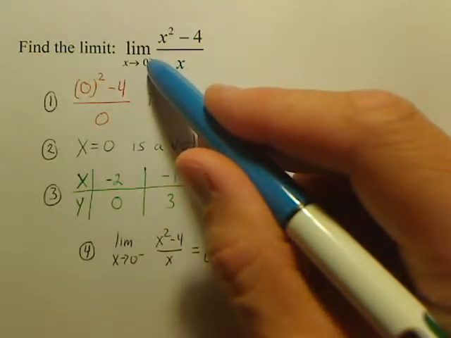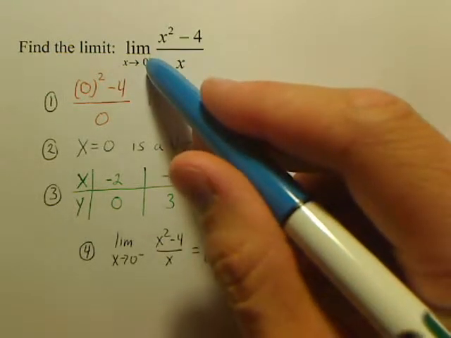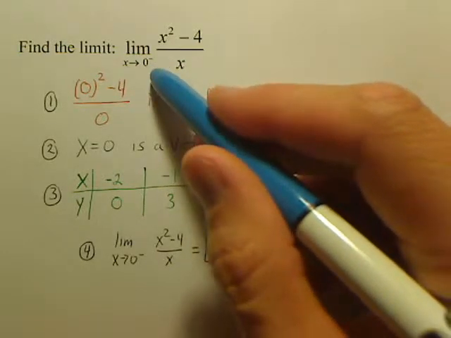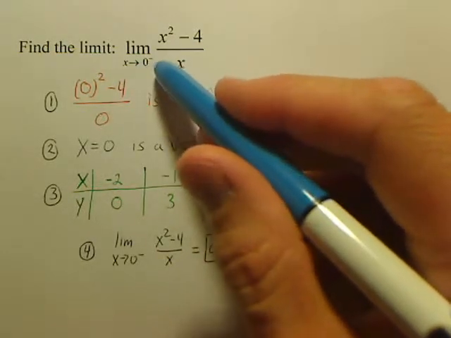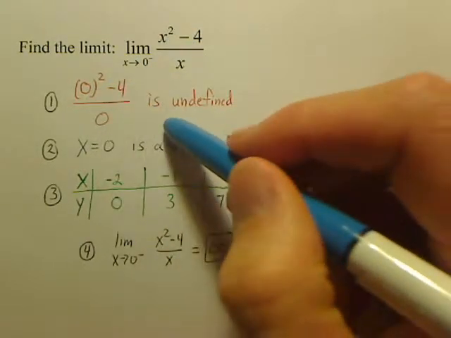Hopefully you noticed this little negative right here, which means it's a one-sided limit from the negative side. So that's really important to notice that little negative there. Now, to find a one-sided limit, well first, like all limits, just plug in 0, see if it works. When I plug in 0, okay, I get undefined.